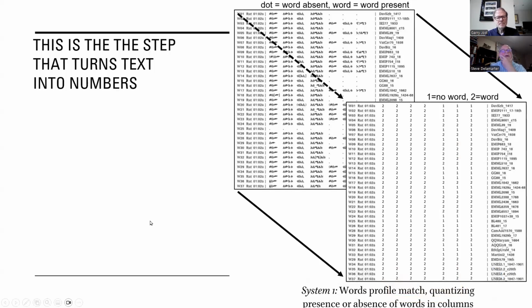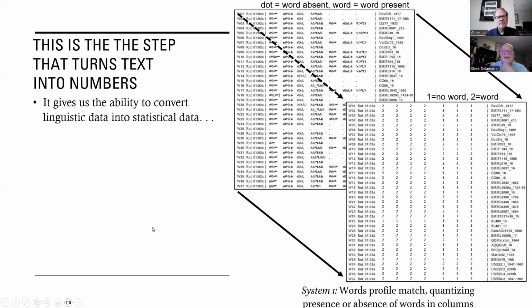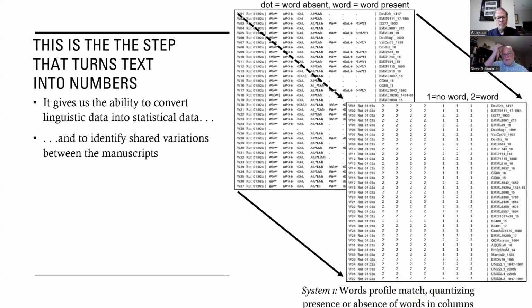So this is the step in our process that turns text into numbers. It gives us the ability to convert linguistic data into statistical data and to identify shared variations between and among the manuscripts. It's really the moment of magic.